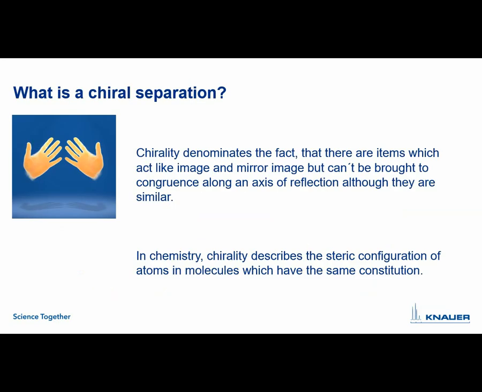But first of all, what is a chiral separation? Maybe you're not so familiar with it, and I just wrote down for you that chirality denominates the fact that there are items which act like an image and a mirror image, but they can't be brought to congruence along an axis of reflection, although they are similar. So most often this little picture of your hands is used, and it perfectly describes what happens in chirality.